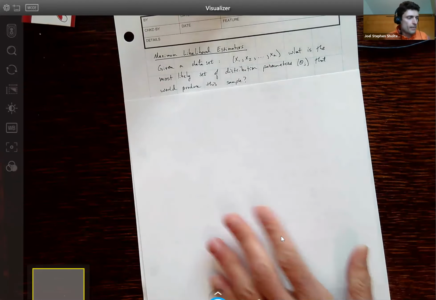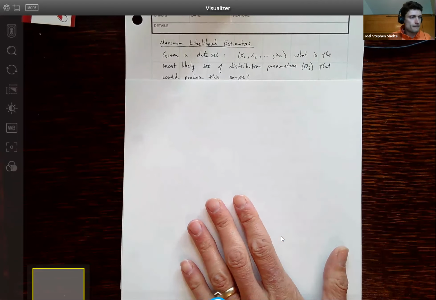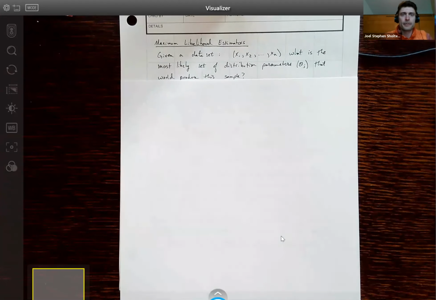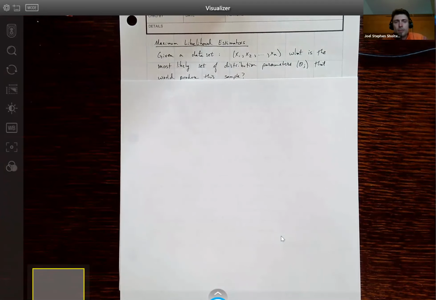Okay, so now we'll talk about maximum likelihood estimators. These are a little more complicated, and so I'll go through a very simple example to illustrate how it works, and then we'll have a lab where we'll actually just use R functions to calculate these.